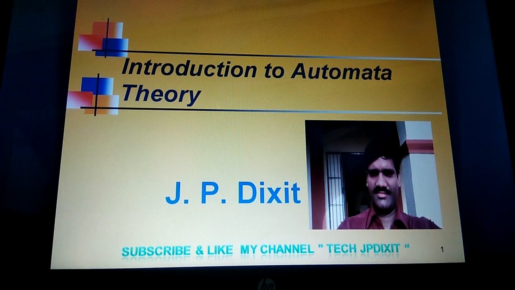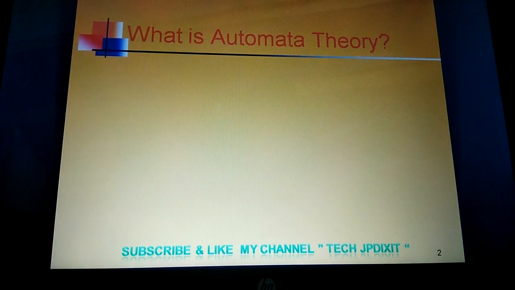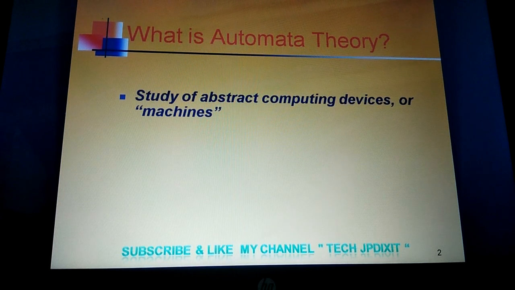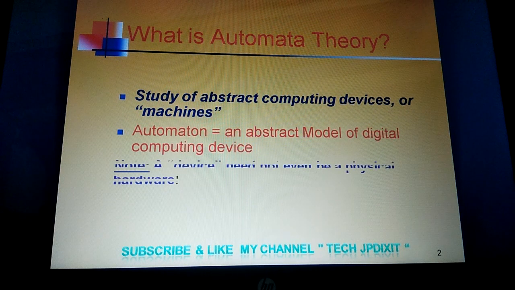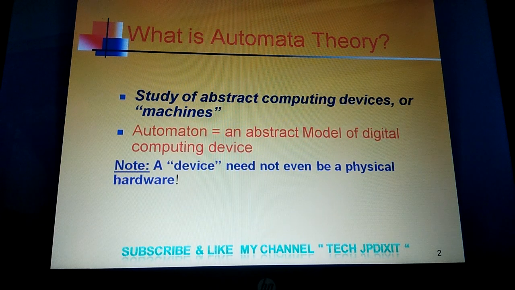In general, it is known as theory of automata and formal languages. What is automata theory? Theory of computation is based on mathematical computation. These computations are used to represent various mathematical models. In general, it is defined as an abstract model of a digital computing device. Notice that a device need not even be physical hardware.